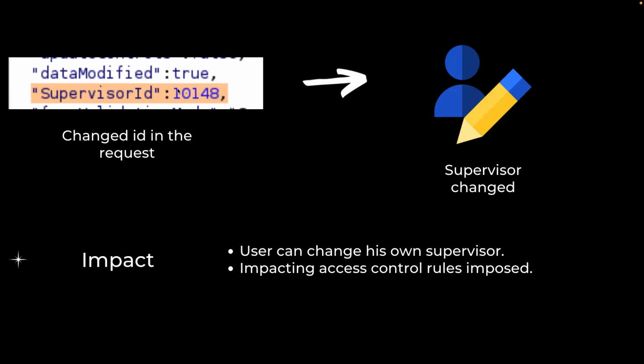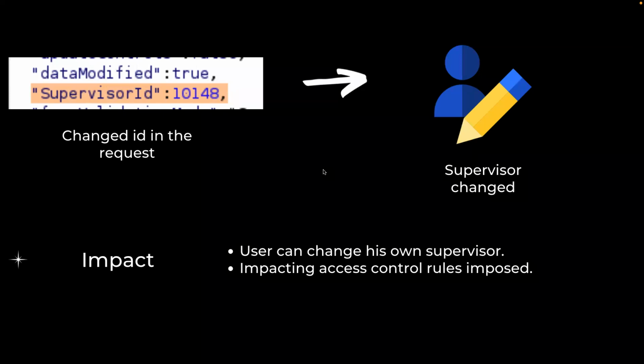When I changed some of the information in my profile and clicked on save, a PUT request went, which had this supervisor ID. I changed the supervisor ID to some other supervisor's ID, and it got changed. The supervisor for that particular user was changed. What's the impact here? User can change his own supervisor.